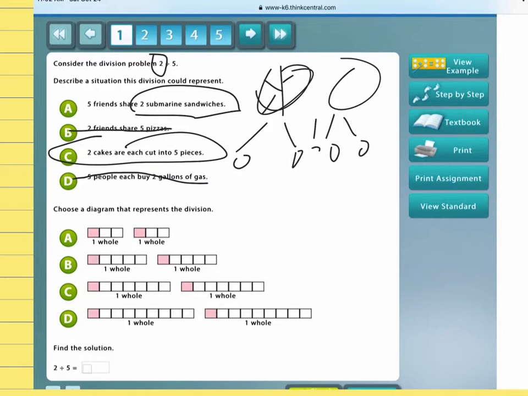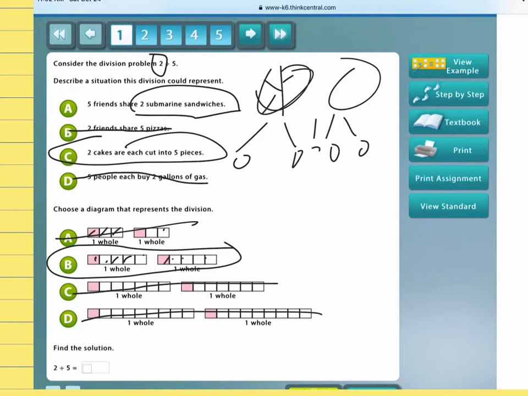So which diagram works best for this? Here you have 2 whole things, but this time they're not cutting into 5, they're cutting into thirds, so that wouldn't work. You have 2 whole things here, and you are cutting them into 5 pieces each. So to me, B looks like a good model. This is not cut into 5 pieces, and this is not cut into 5 pieces.